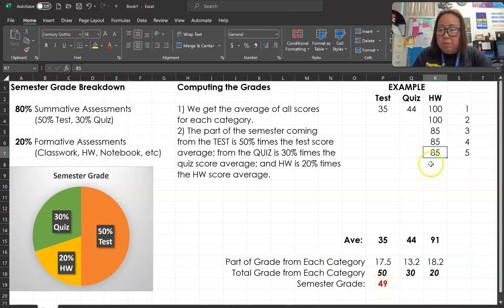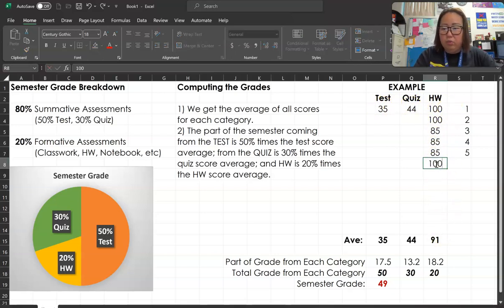Okay, why? Because only the homework grade was updating. So out of 20, it now increased to 18.2. As long as you do not retake your test or quiz, no matter how many homeworks you turn in, even if you get 100s here all the time, your grade will not change that much.